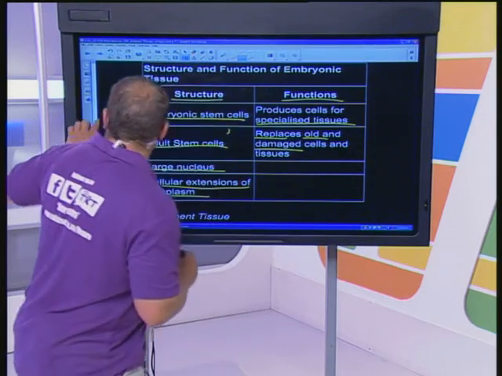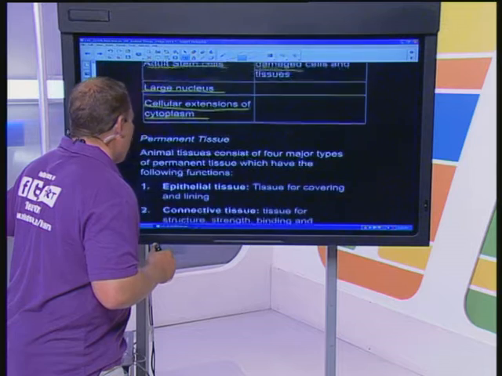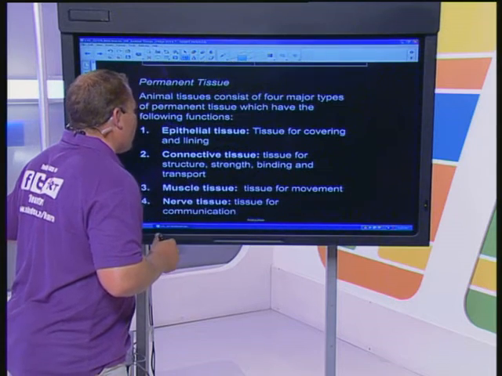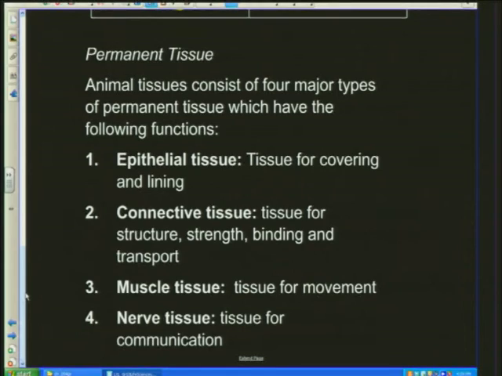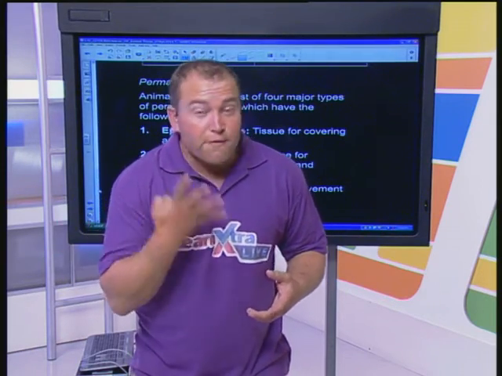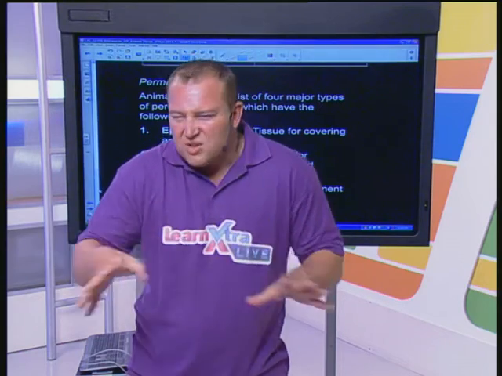Now, let me go through here. Permanent tissues. Now we're going to get to the things that we all look at, what you are made of. You are made up of lots of different tissues, actually four different ones, but they all work together in different places.